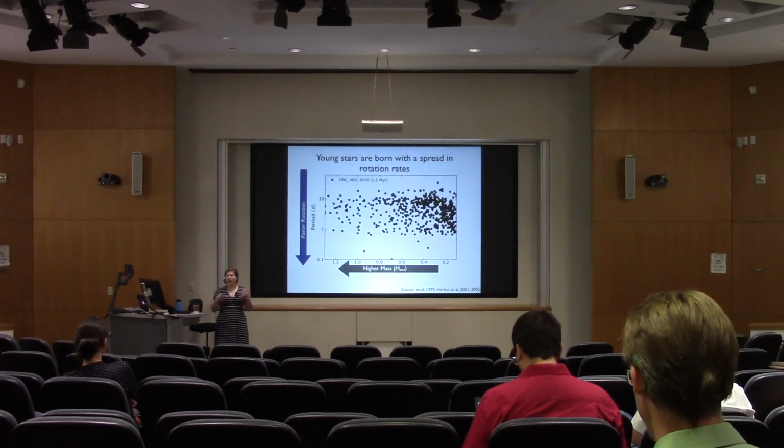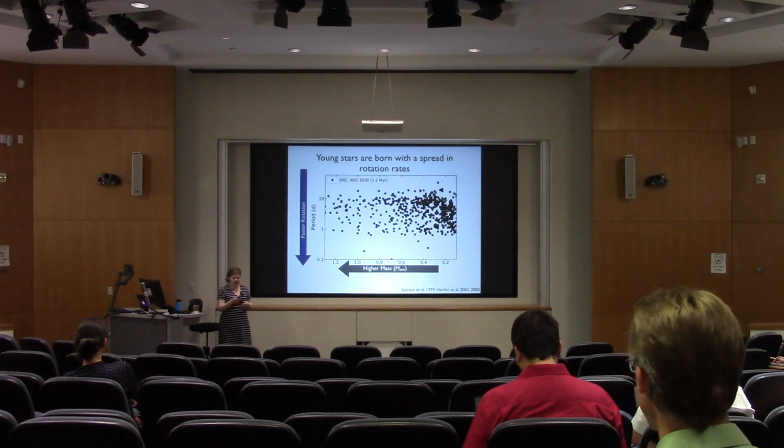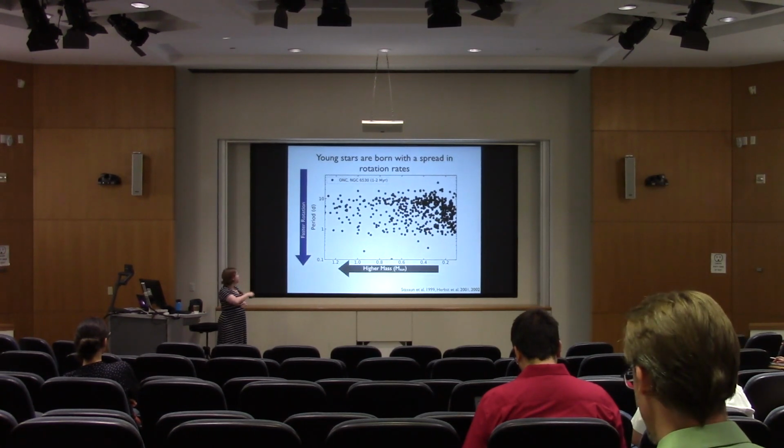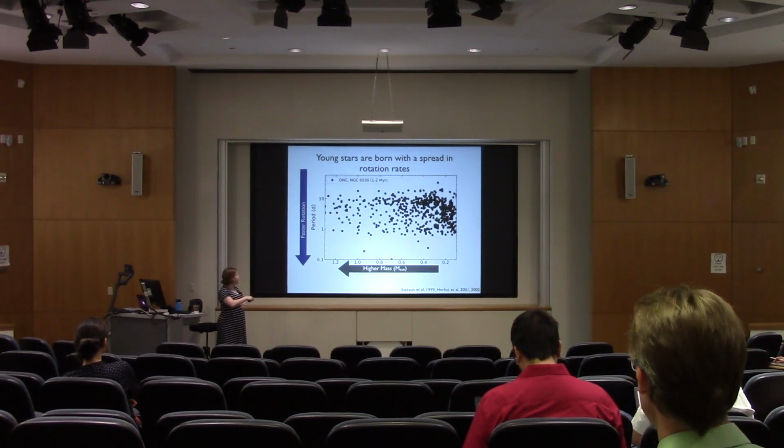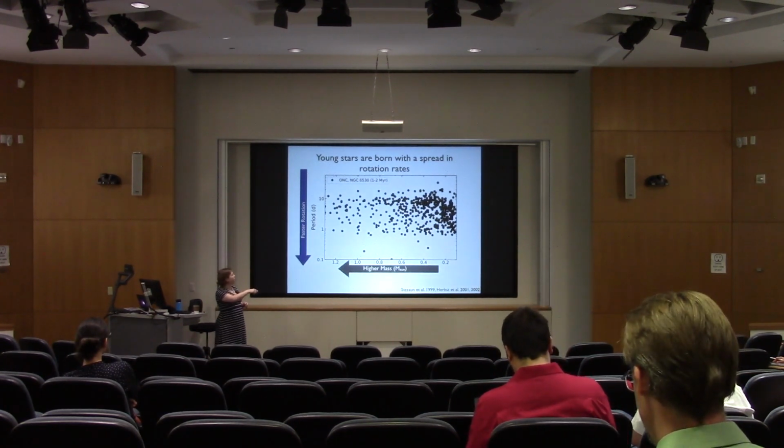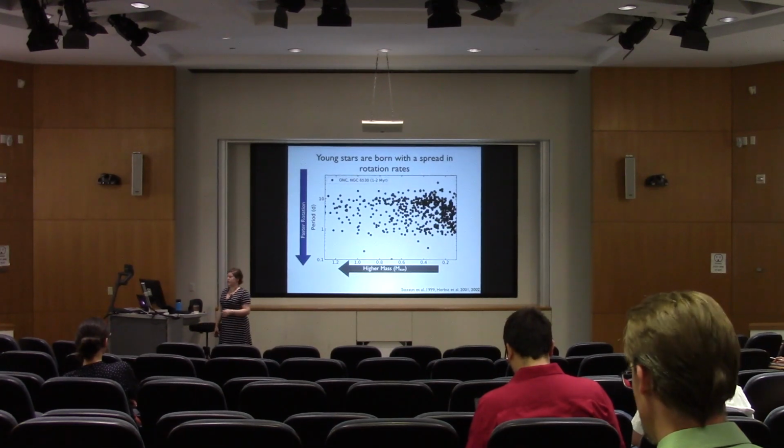So if we look at a young cluster, this is the Orion Nebula cluster and NGC 6530. So stellar rotation period as a function of mass. Mass is going the wrong way because lower mass stars are over here because they're redder, so it matches like a B minus V. And we can see that in this cluster, stars of all masses have a range of rotation periods between about 1 and 10 days.